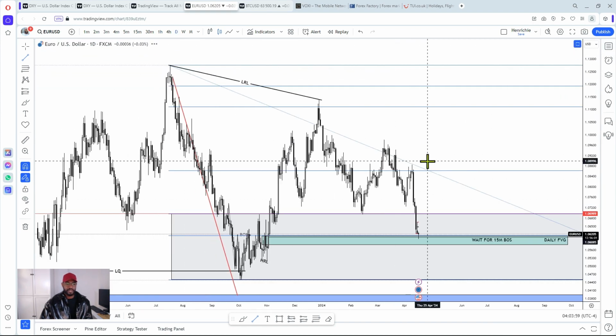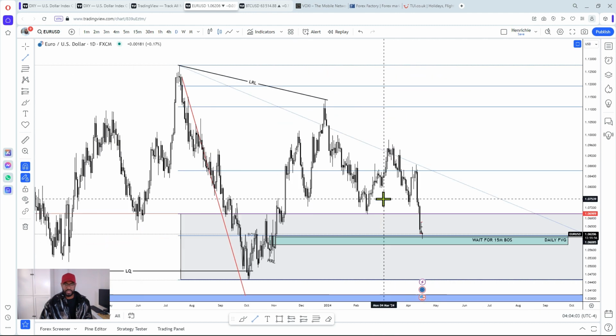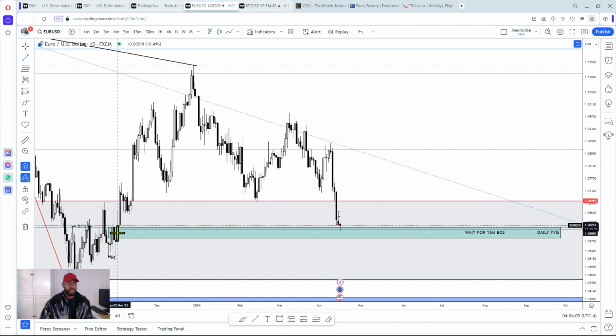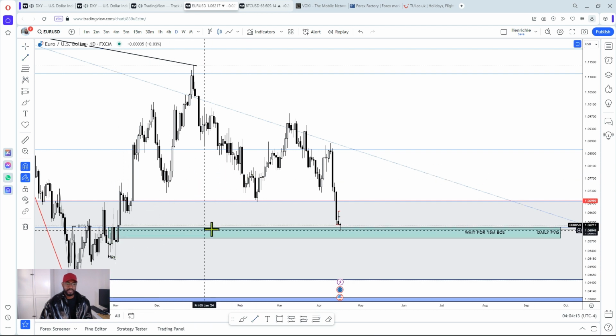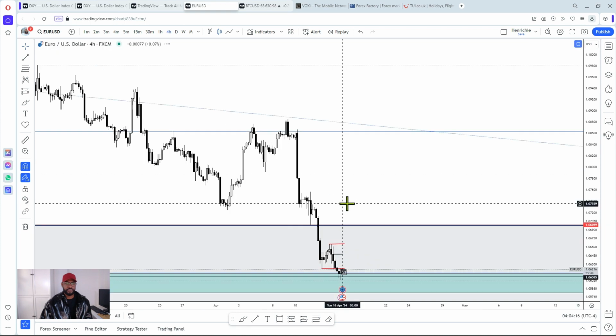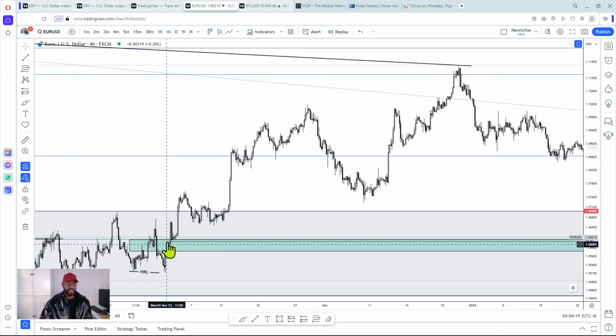So for Euro US dollar, yesterday I talked about my analysis and key levels I'm watching. And right here, we'll have this inefficiency resting on Euro US dollar. And from my analysis, all I want to see from this key level is a 15 minutes break of structure. The reason for that is because if we go to the 4 hour time frame, we can see this is the point of interest as well.